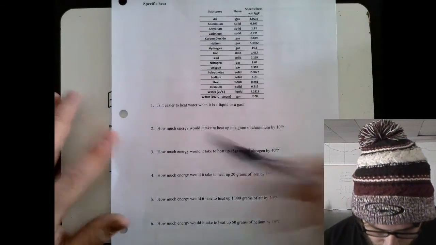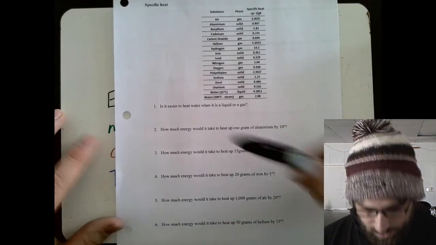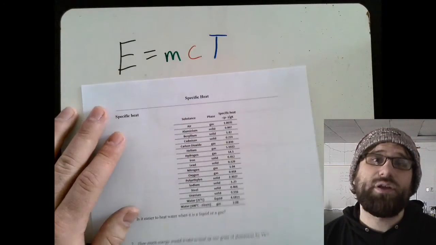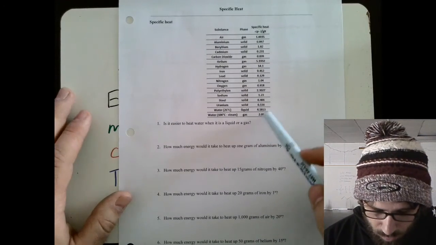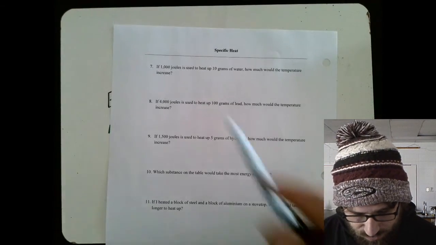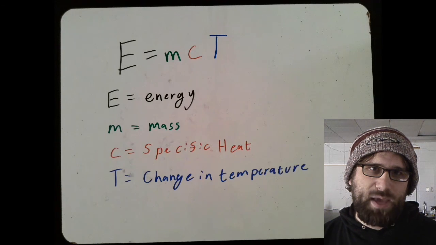So for this first page, all you're doing for numbers 2 through 6, so these 5 questions, is plugging these numbers into this equation and calculating the result. Okay? Tomorrow we'll look more at what specific heat is, and then we'll look at the other questions that ask you to rearrange the equation. Okay? Good.